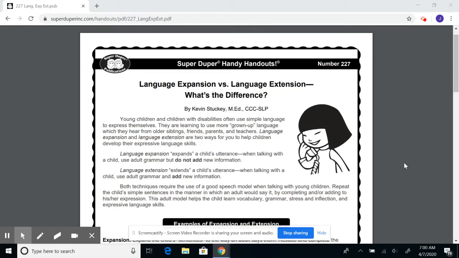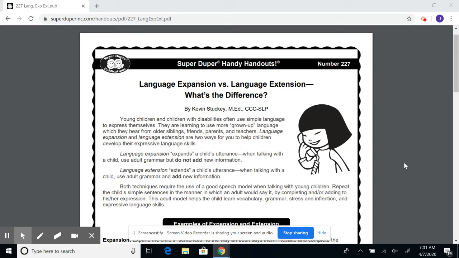Since we are in our first week of remote learning and we are kicking everything off this week, I thought it would be a great time to share a resource with you about how you can support your child's language skills at home. It's one of my favorite resources to share with parents because it really gives some specific examples of ways that you can support your child's language at home. And it focuses on two very easy techniques for you to use when you're communicating with your child.